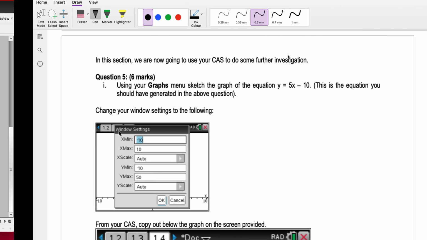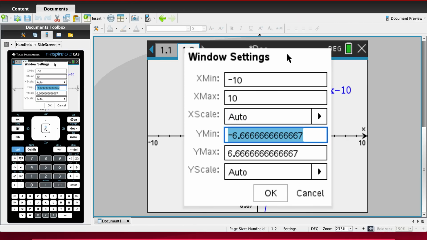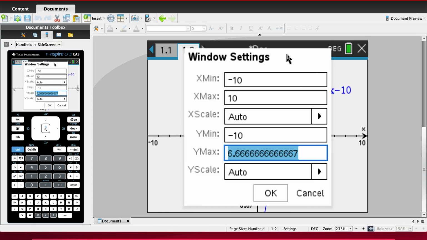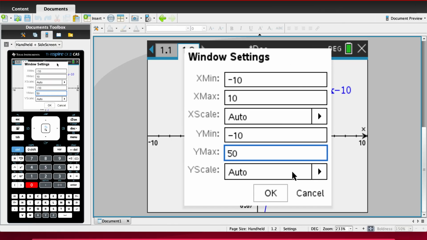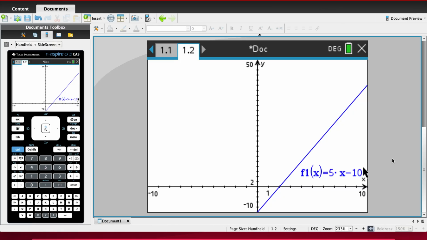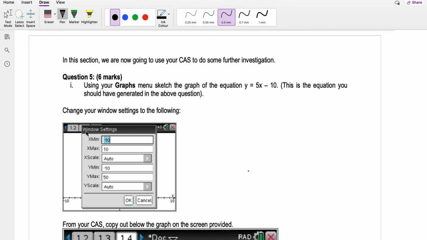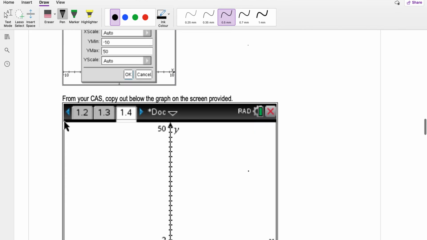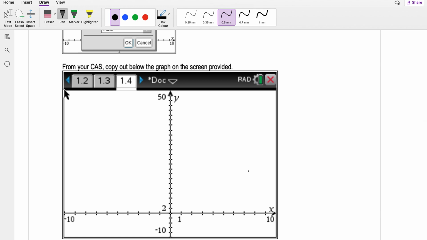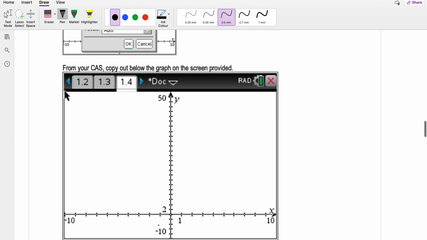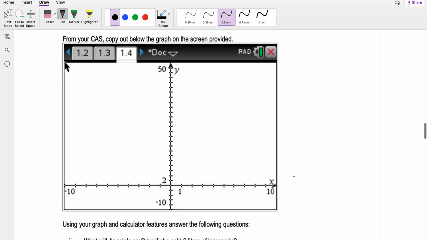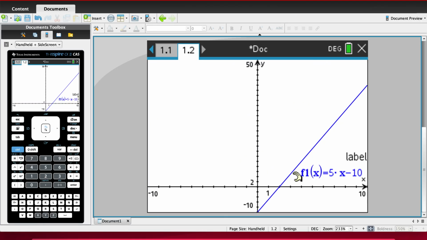They wanted auto, then negative 10 to 50, and auto, and okay. Done. Beautiful. Then they say from your CAS, copy out below the graph on the screen provided. So they want you to copy it here. Okay. We have our graph here.